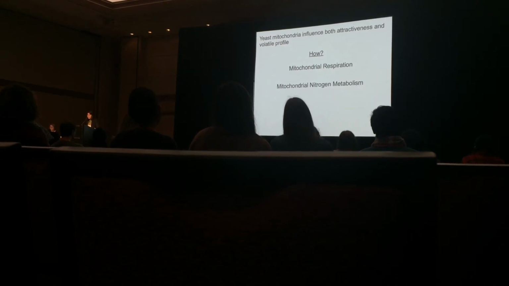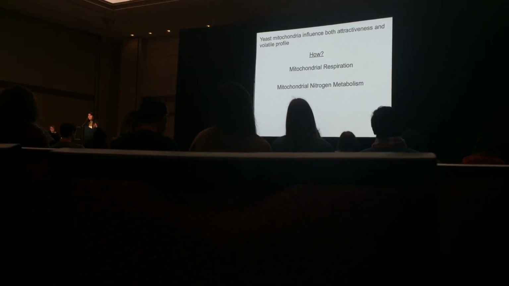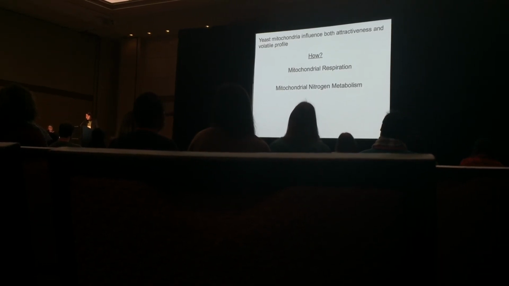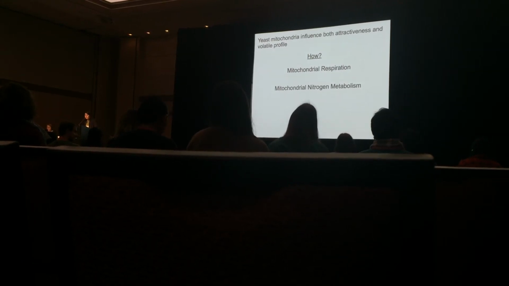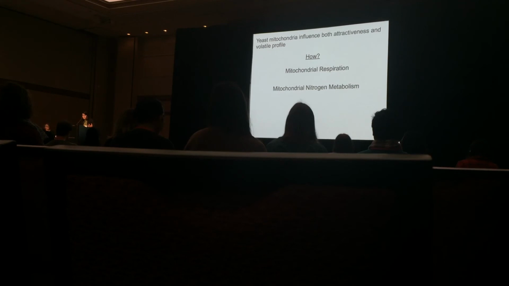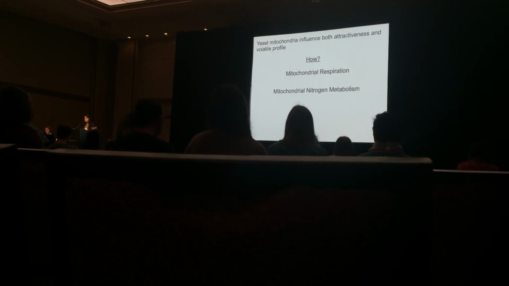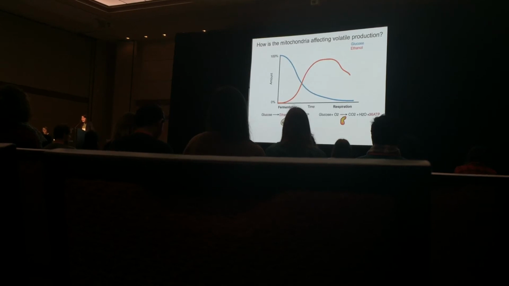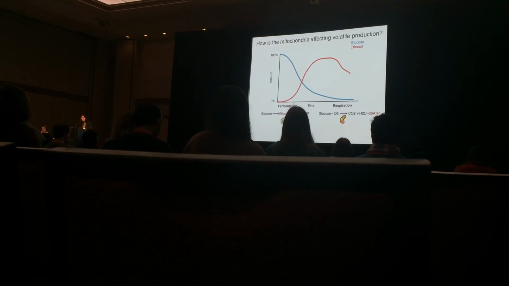So, yeast mitochondria influence both attractiveness and the volatile profile produced by a strain. So how could this be happening? Mitochondria are most famously associated with the process of respiration. So I wanted to first test the hypothesis of whether respiration drives the production of these compounds and therefore is responsible for attractiveness. And to do this, I took advantage of the dynamics of a yeast culture.